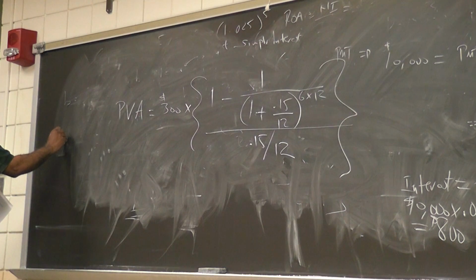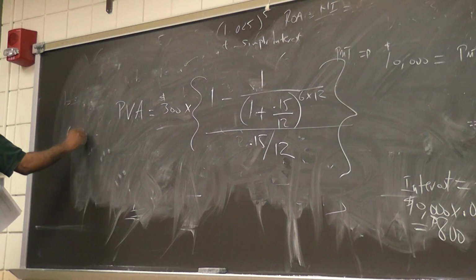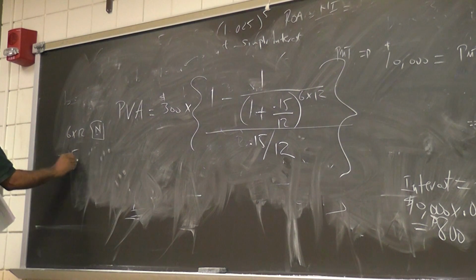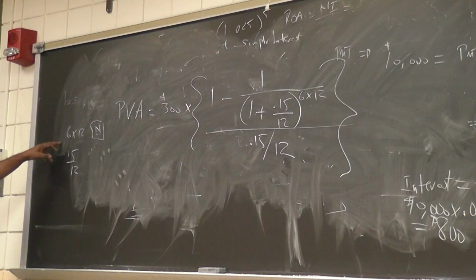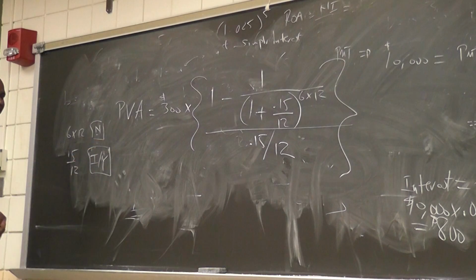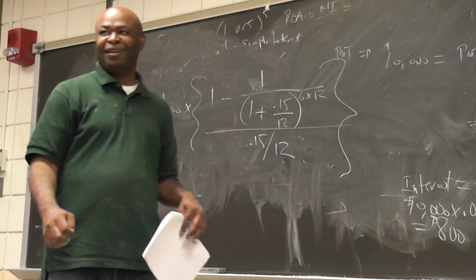Now, of course, we go to the calculator to do it. What is my N? 6 times 12, right? 72. What is my I? Well, 15 divided by 12. You could also do that on the calculator, right? You could do 6 times 12, whatever you get, and 15 divided by 12, whatever you get, you enter that as I. And sometimes that's the best way to do it to avoid rounding.